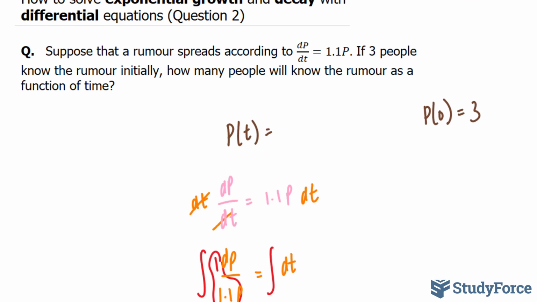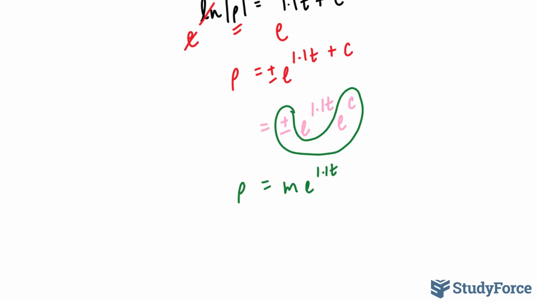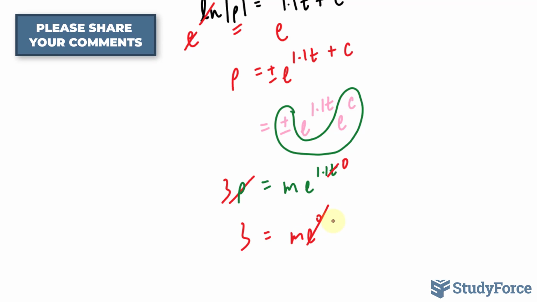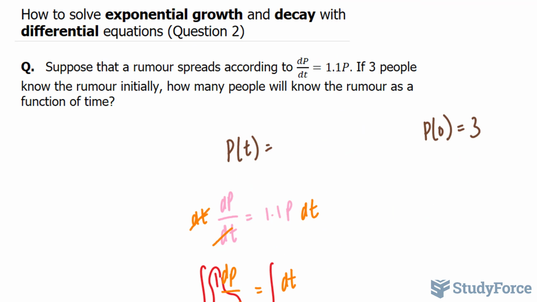Now remember, originally we knew that at time 0 there were 3 rumours circulating. So to find out what m is equal to, I'll change this into a 3. I'll change this into a 0. We end up with 3 is equal to m times e to the power of 1.1 times 0, which is e to the power of 0. Anything to the power of 0 is equal to 1. Therefore, m is equal to 3, and our final equation is p is equal to 3 times e to the power of 1.1 t. And there you have it. That is how to solve exponential growth and decay with differential equations.